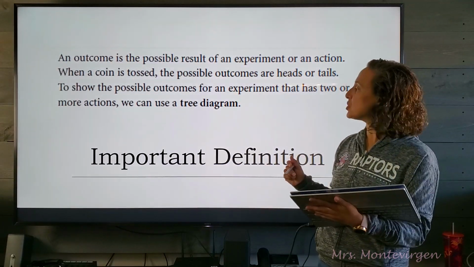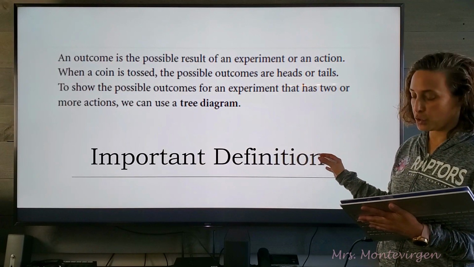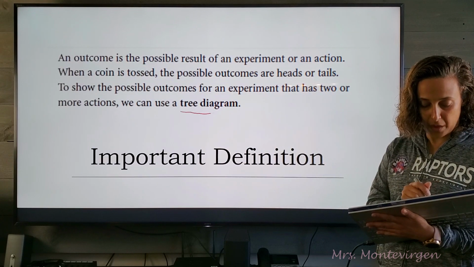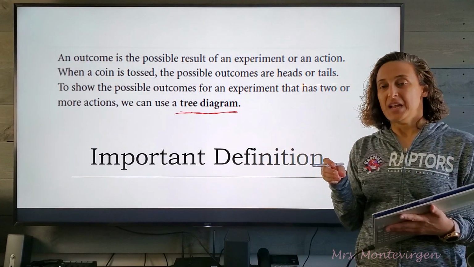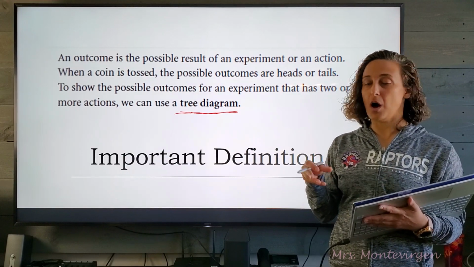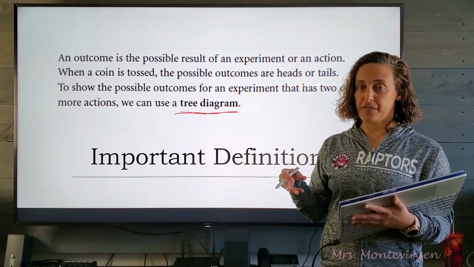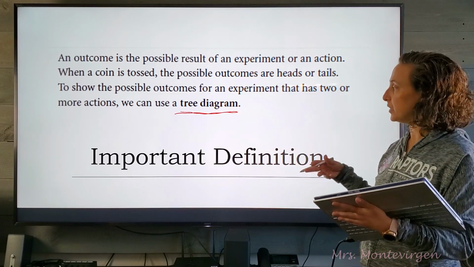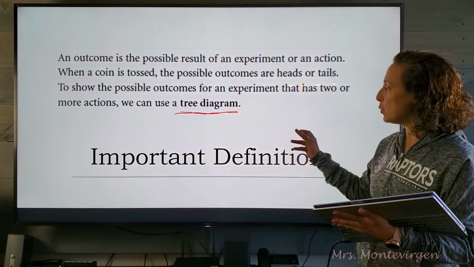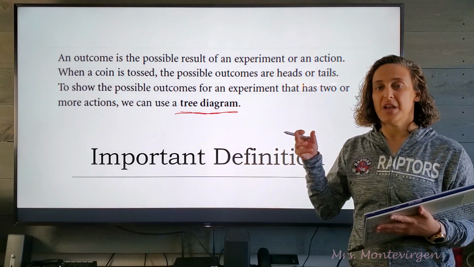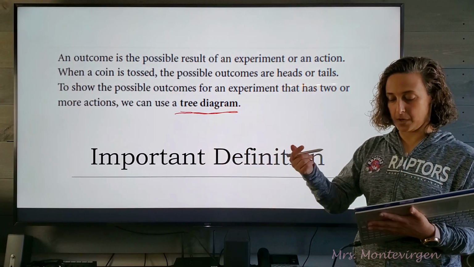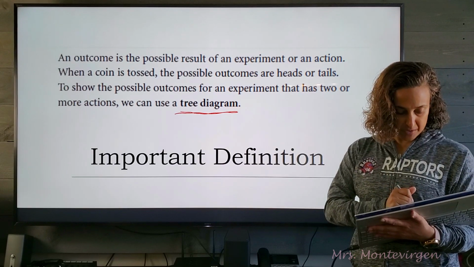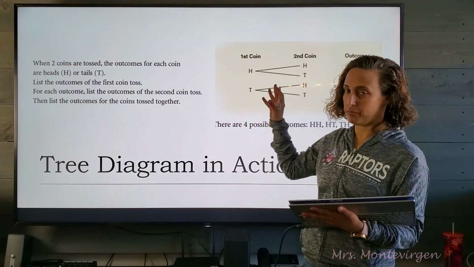Now there's a definition here that I do want you to be familiar with, and that is a tree diagram. Now a tree diagram, it's a way of visually laying out all the possibilities of various probability experiments. And you only use a tree diagram if you have 2 or more different possibilities. And I'll show you an example here. Once I show you, it makes sense.